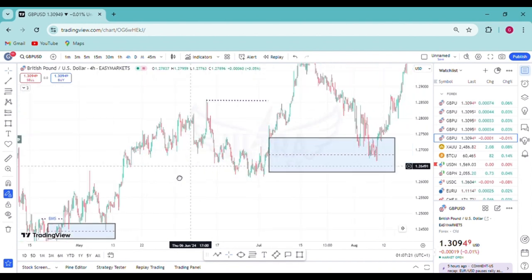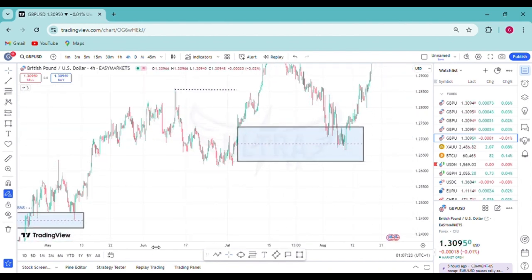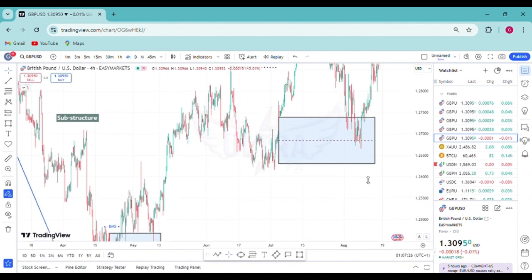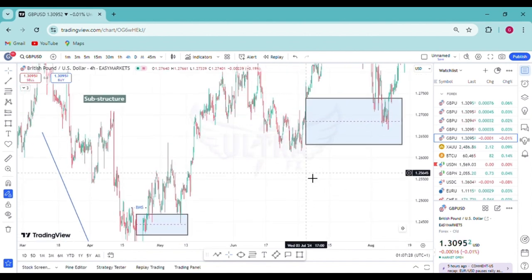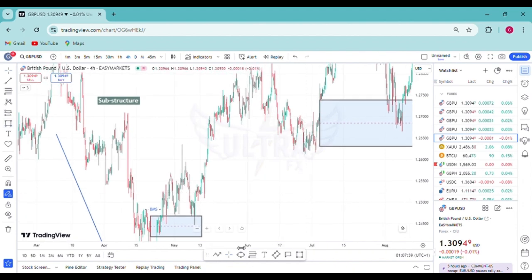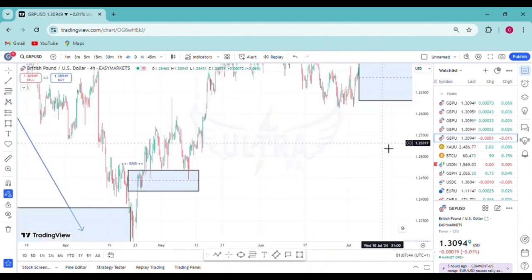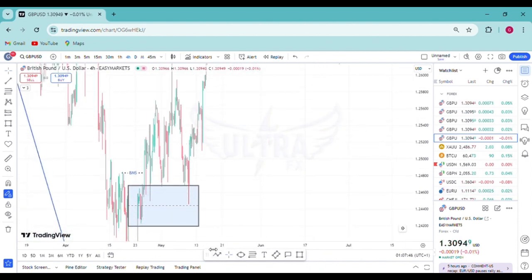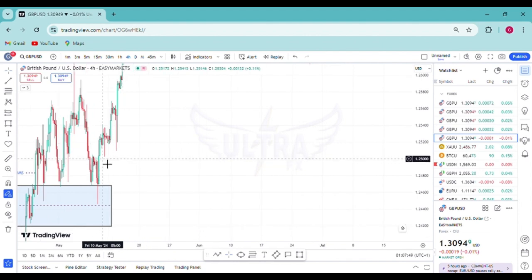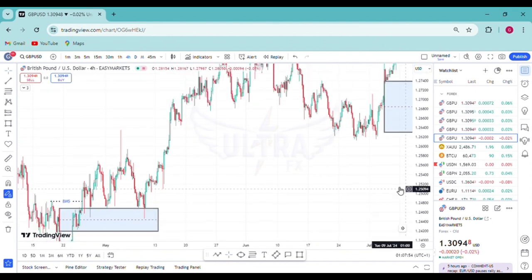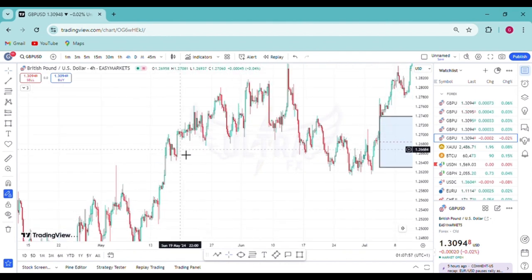So this internal structure has a PD array that can be used for the market to rally to the upside after its retracement here. Now there are some elements here which we call PD arrays. We can see a BC here. You can see a small fair value gap here. So this BC here, this is a fair value gap also.